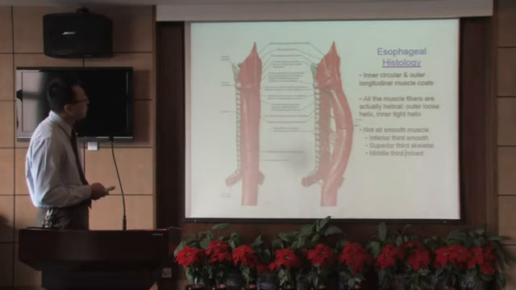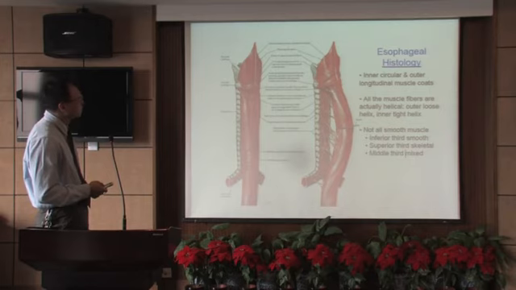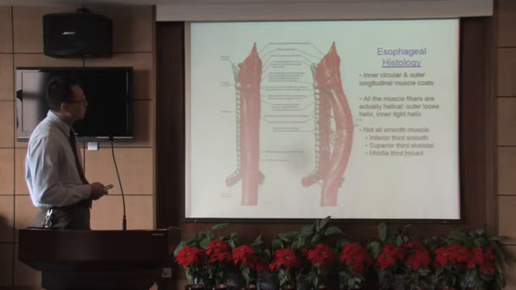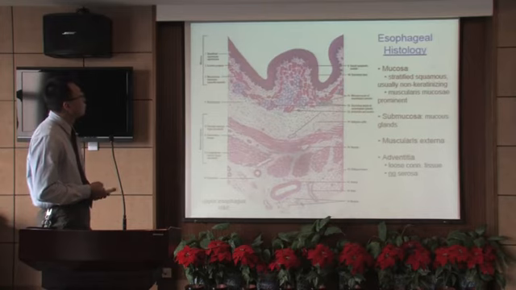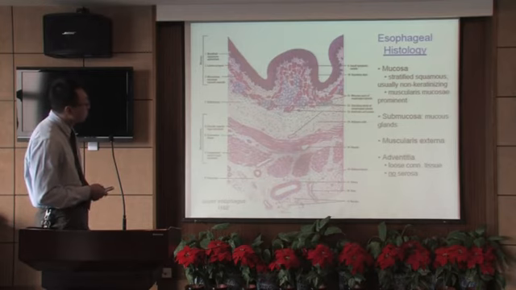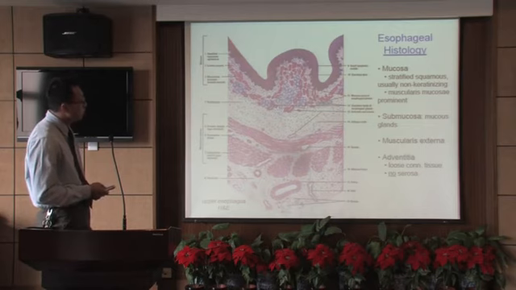The histology. The esophageal muscle is inner circular and outer longitudinal. All the muscle fibers are actually helical, an outer loose helix and an inner tight helix, and not all smooth muscle. About the esophageal histology, there are 4 layers: mucosa, submucosa, muscularis externa, and adventitia.